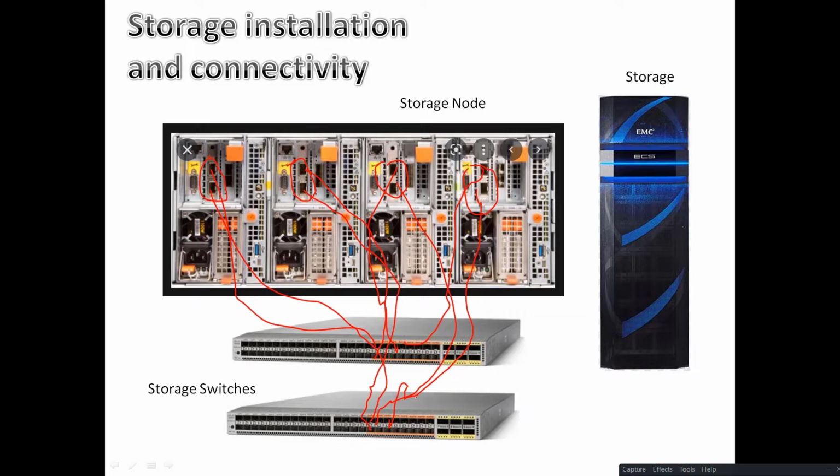Similarly here, it goes to the next switch. So this is the storage connectivity, again fully redundant. If the first cable goes down, it will go through this switch, and if this whole switch goes down, we still have connectivity with the other switch. You got my point?